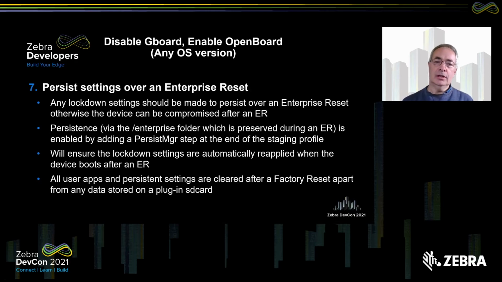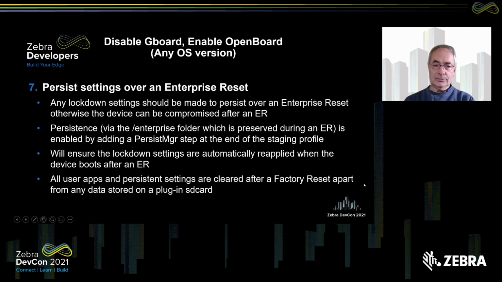And we mentioned persisting settings briefly when I was talking about whitelisting. Any lockdown settings can be made to persist over an enterprise reset. And it's a good idea to do that, because if you don't persist settings, then somebody could potentially get a device, enterprise reset it, and if it doesn't restore its lockdown state, that will allow them to access that device and its contents.